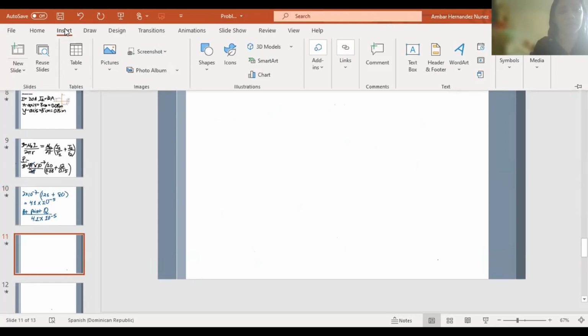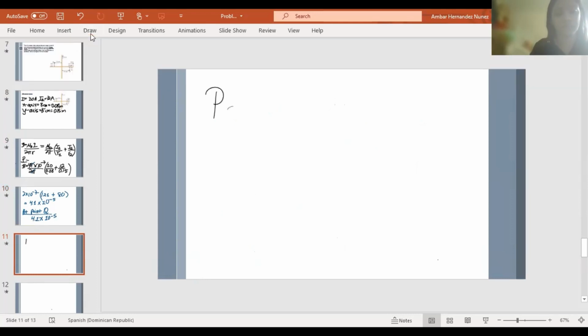Now in part B, the current is going to the left. So if we use the right-hand rule and the current is going to the left and we curl our fingers, the magnetic field is going out of the page, out of me. So we apply this formula.